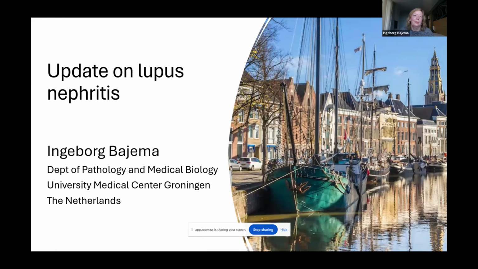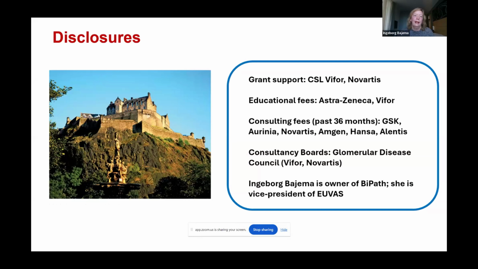Thank you for the invitation to talk today on one of my favorite topics. I will give you an update on lupus nephritis. And the picture that you see is from Groningen. This picture is actually where I am right now because I am in Edinburgh, where Silke Brix and I are going to have the first band-like meeting to update the classification for glomerulonephritis, and that's going to happen tomorrow.